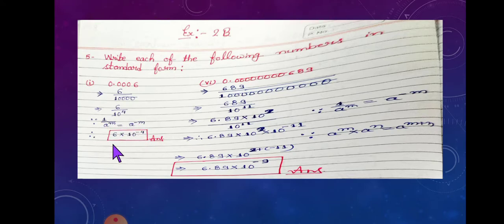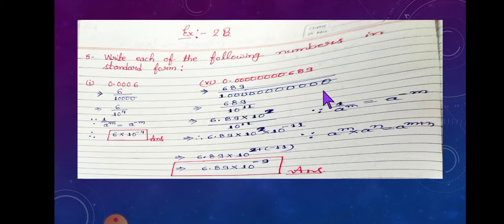So now our standard form is 6 multiplied by 10 power minus 4. When we say any number is in standard form, the number will be in the form m multiplied by 10 power n, and your m value will always be 1 to 9. So you can see our m here is 6. So we can say that 6 multiplied by 10 power minus 4 is in the standard form.